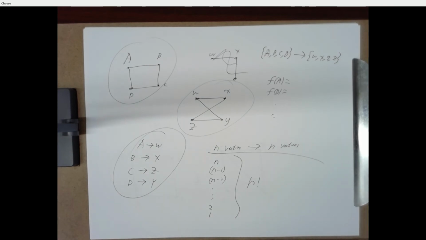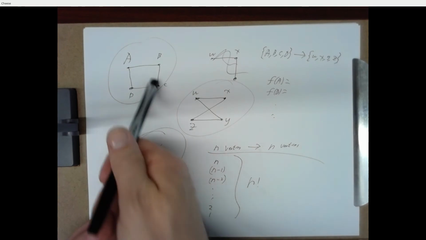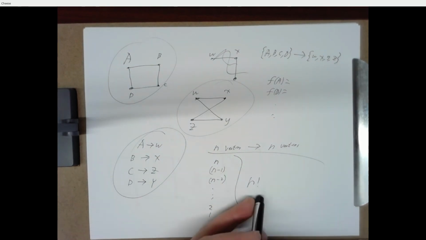So if you wanted to exhaustively tell whether or not there's an isomorphism, you could take all of these n factorial possible maps and see if any of them preserve adjacency. And if they do, you're isomorphic. If not, you're not. But for a graph with 100 vertices, that's a huge amount of work. 100 factorial, big.